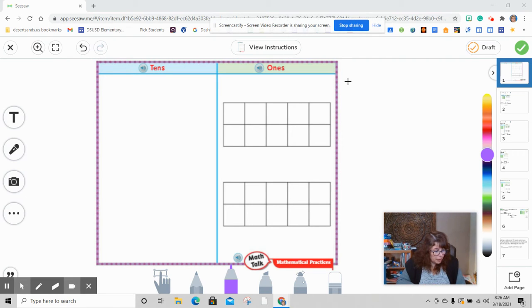Okay. So the problem says that Michelle counted 21 butterflies in her garden. Then 7 butterflies flew away. How many butterflies are still in her garden? So we know that there were 21 butterflies in her garden to begin with. Now we know that 7 of them flew away. If they're flying away, they're going away, we're taking away.